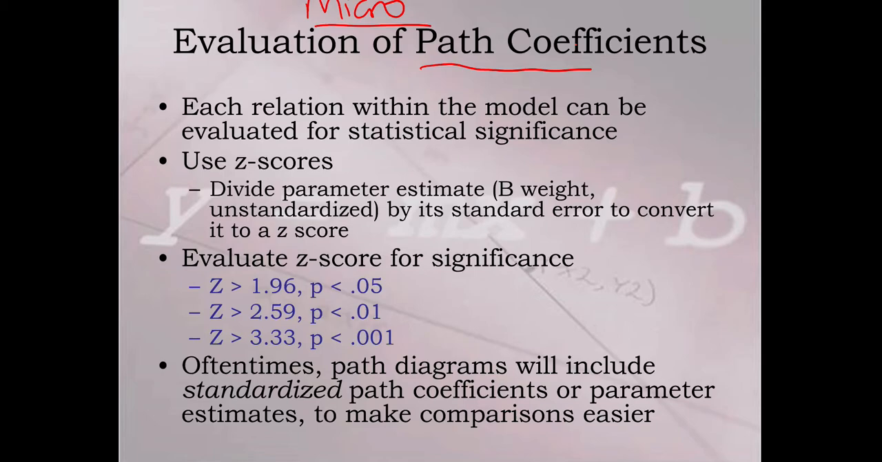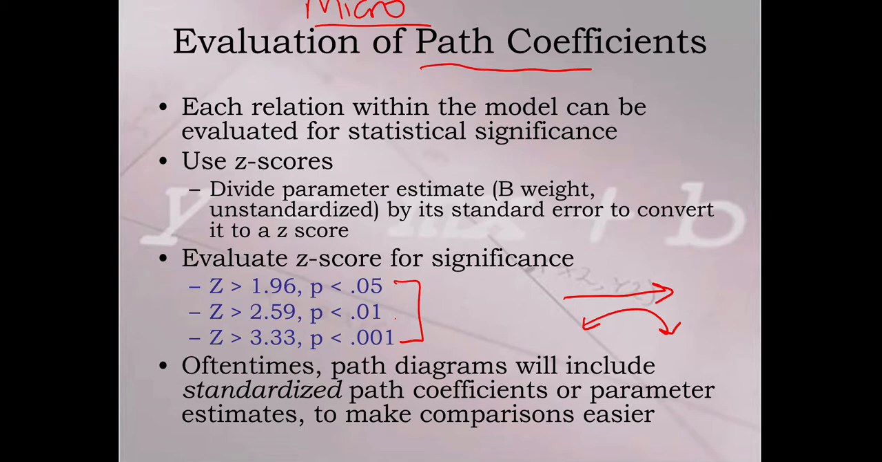So each relation within the model can be evaluated for statistical significance. Every path, both a one-way arrow and a two-way arrow, will have an associated significance test. And these we want, again, to be significant at our conventional levels. So overall, we don't want significance, but at the individual path level, we do.